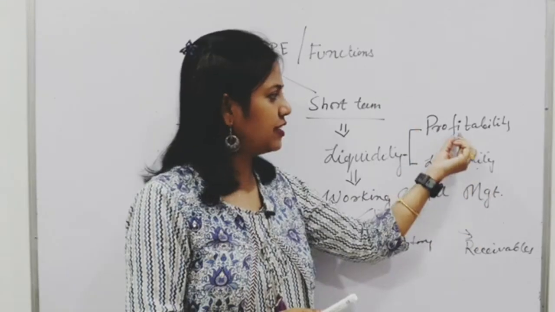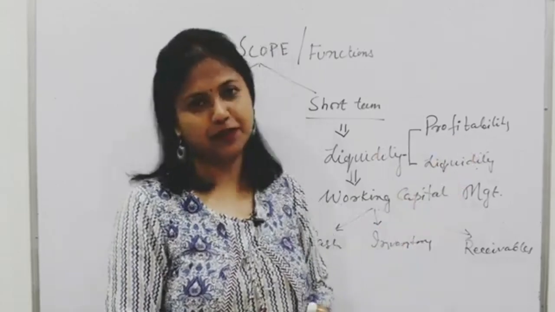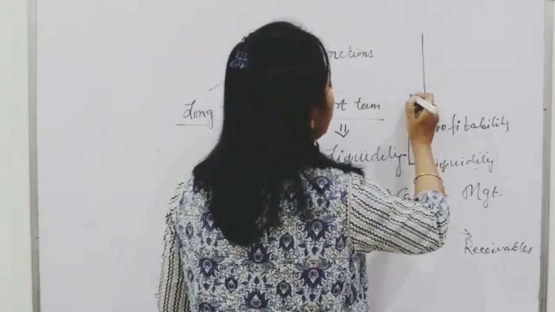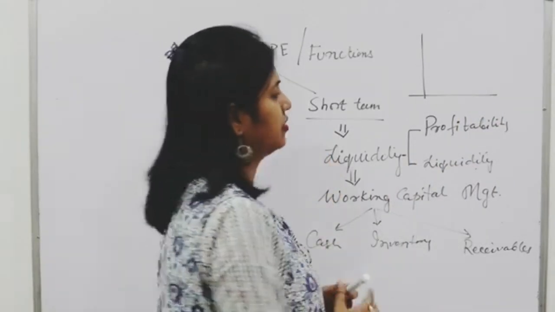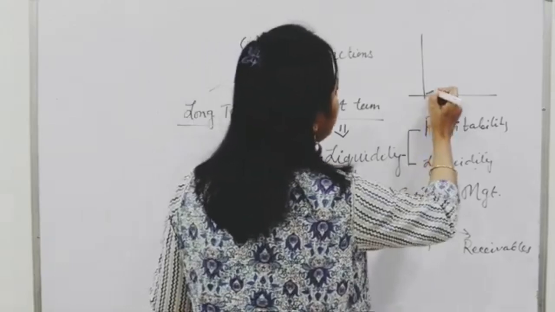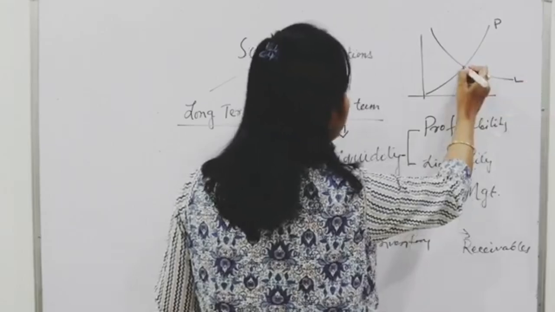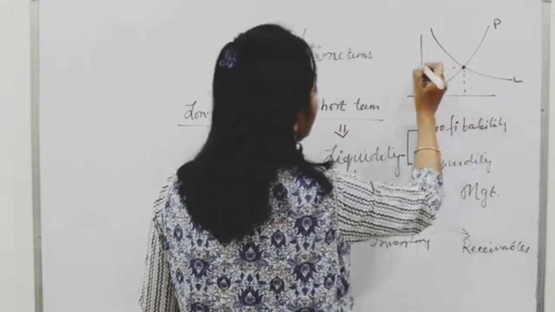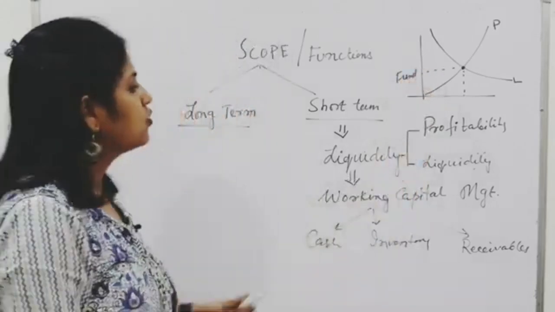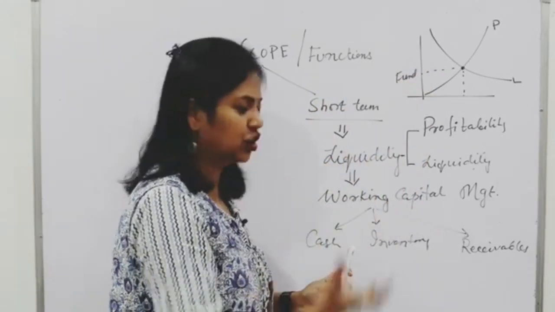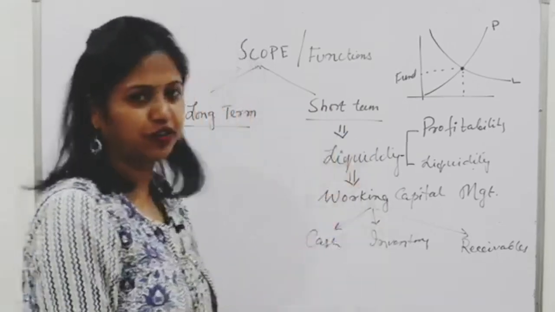If you keep too much, then your profitability is hampered. If you keep too little, then your liquidity is hampered. So that's why you need to maintain an optimum level of fund. In the short run you need to maintain an optimum fund. As you know, if you want to increase the profitability, your liquidity will go down. So there should be an optimum level of fund that should be available in the short run. Right friends, so this is about short term finance function, or you can say the scope of finance at the short term, or you can say functions of finance at the short term.